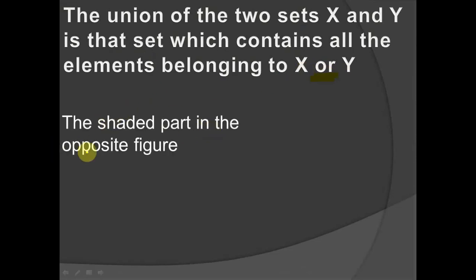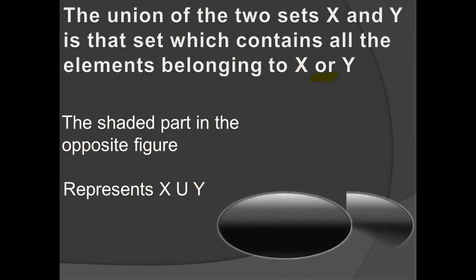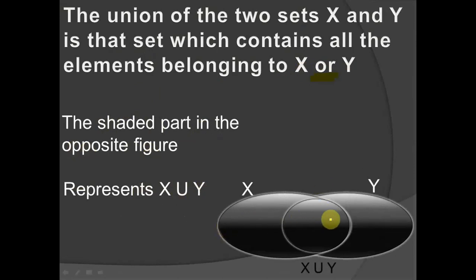The shaded part in the opposite figure represents X union Y. Look at the shaded part. Set X, set Y, and we shaded all the two circles. All the figure we shaded.